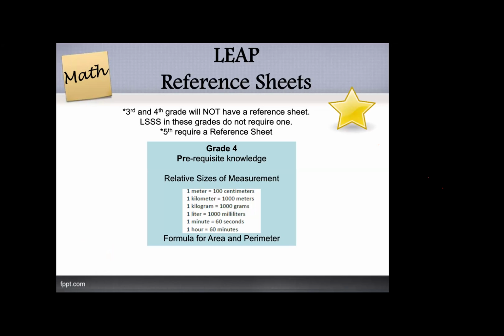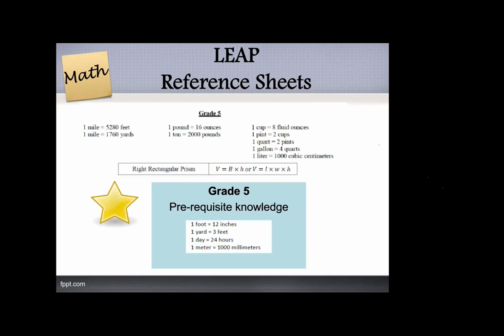All students, grades 3, 4, and 5, are going to be given reference sheets, and the next few slides are just showing you exactly what reference sheets they are given during the test, and they are allowed to use at their own free will. So this would be the measurement reference for 4th grade when finding area and perimeter and measurement. Grade 5, this is their reference sheets.